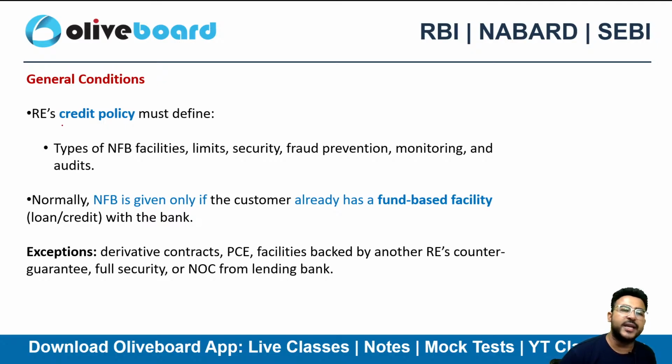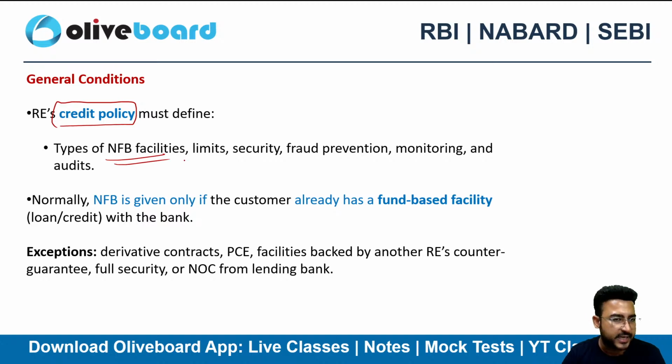As a regulated entity, I need to have a credit policy. First, what I need to have is a credit policy. In my credit policy, each and everything should be defined, that what type of NFB facilities I am offering, right? Because I am a regulated entity. So if I am giving any kind of credit facility, I need to clearly define it. What kind of facilities do I give? What are the limits? What are the securities? Any kind of fraud prevention techniques I have placed, right?